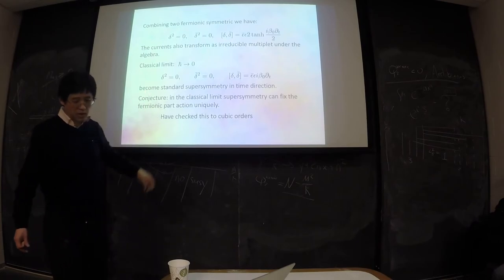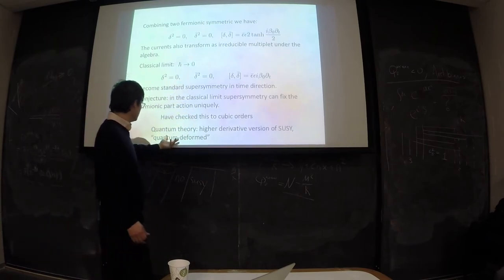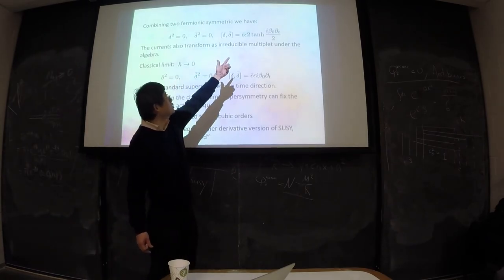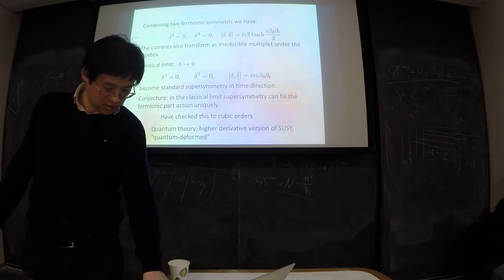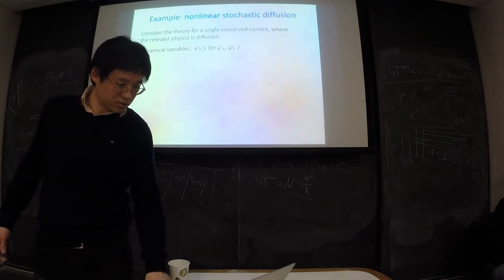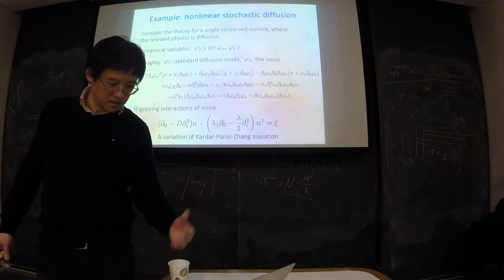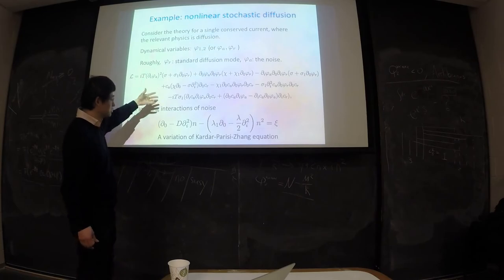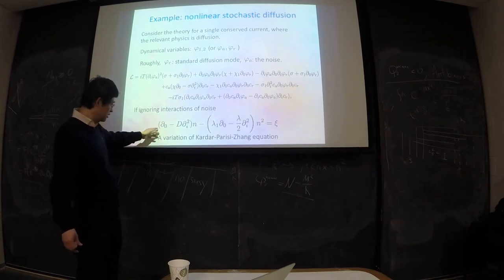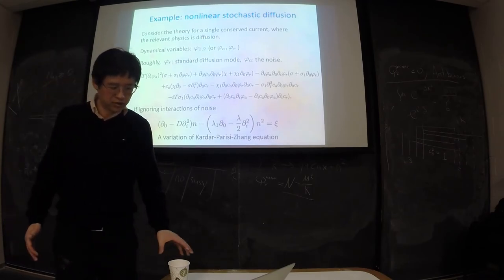To the cubic order, anyway. So if you want to do the full quantum theory, then you have to work with that algebra, with some kind of quantum deformed version of this thing. For example, for the case of a single current, you can write down a full theory. This is a truncation to a certain derivative order, and if you do some kind of naive truncation, then you can recover some variation of the so-called KPZ equation, which is the stochastic nonlinear diffusion equation.